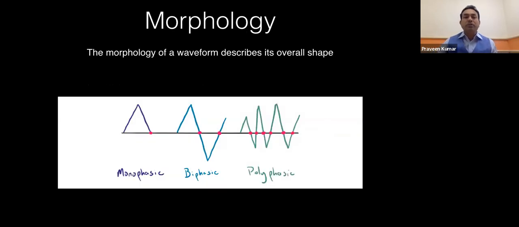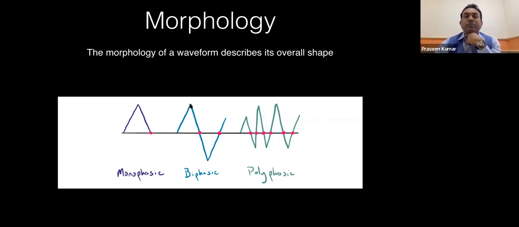Then comes the morphology of the waves. As I said to you, one wave constitutes one upstroke and then one downstroke. If it is not crossing the baseline again, it is a monophasic wave. If it is crossing the baseline once more and then coming up, it is a biphasic wave. If it is crossing the baseline a number of times, it becomes a polyphasic wave.